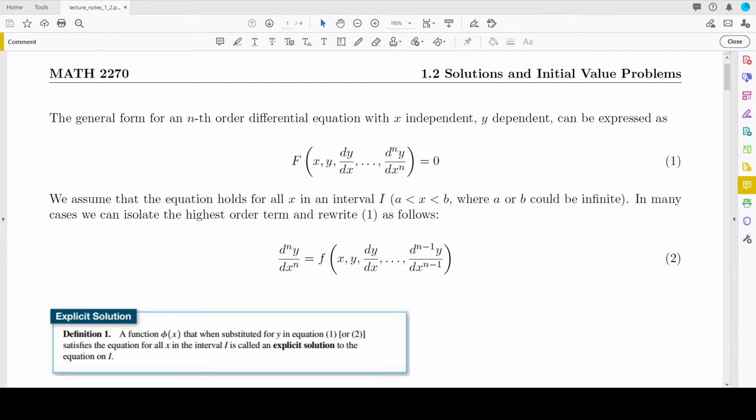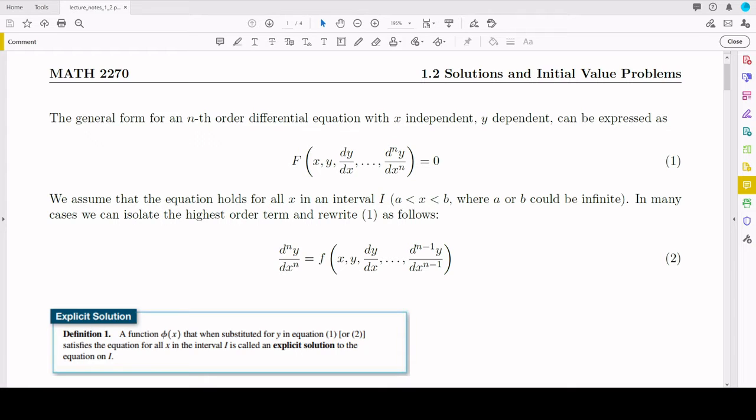In this section, we'll talk about what it means to solve a differential equation. The general form for an nth order differential equation, with x an independent variable and y a dependent variable, can be expressed as the following equation. It's one big function of x, y, and then the derivatives of y up to order n, and you can set that equal to 0. Now, we assume that this equation holds for all x in an interval, and this interval could be the whole real line from negative infinity to infinity.